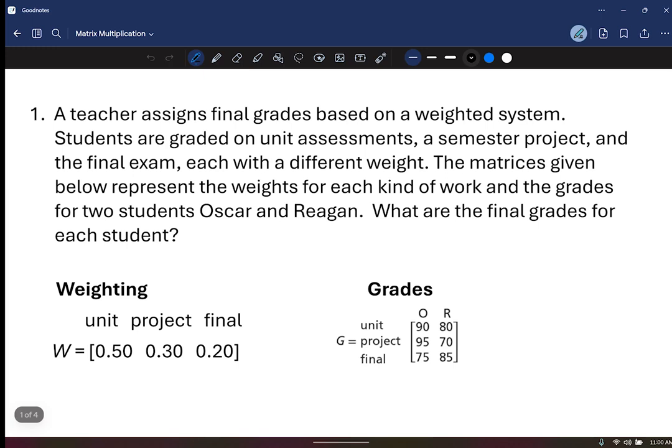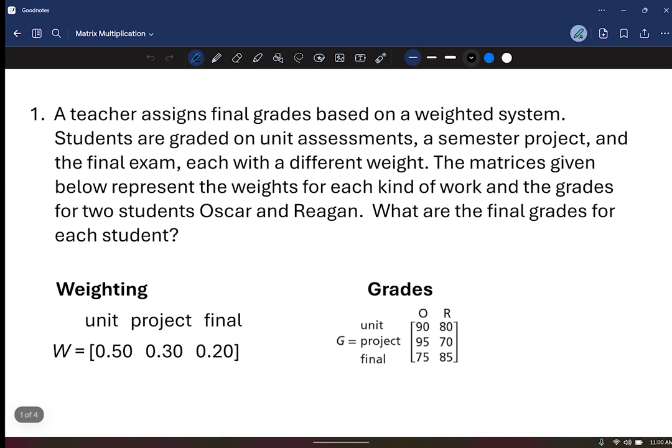Alright, this lesson is all about matrix multiplication. So number 1, a teacher assigns final grades based on a weighted system. Students are graded on unit assessments, a semester project, and the final exam, each with a different weight. The matrices given below represent the weights for each kind of work and the grades for 2 students, Oscar and Reagan. What are the final grades for each student?